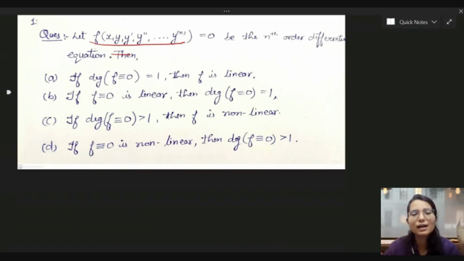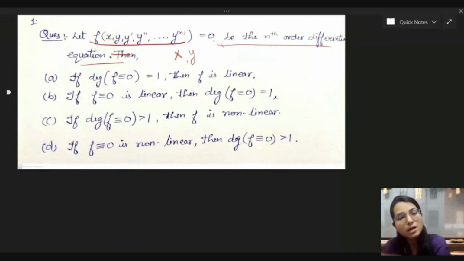So this means a function that includes a dependent variable and its derivatives, and also one independent variable like x. So what does that mean? That means this function is nothing but a differential equation. They have written it: let f of something is equal to 0 be the nth order differential equation. Because it contains the independent variable and the derivatives of the dependent with respect to the independent, and they have also mentioned that this is an nth order differential equation.